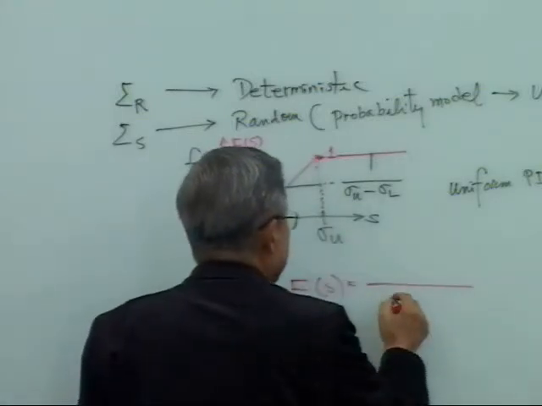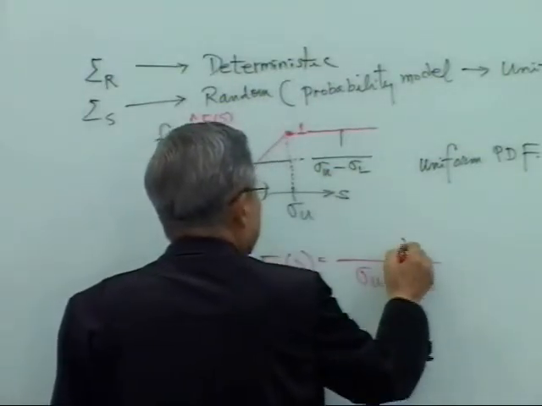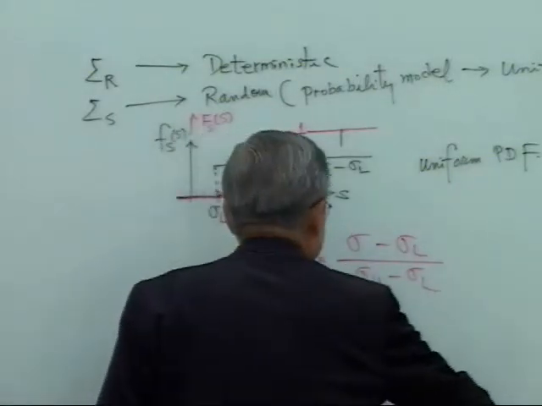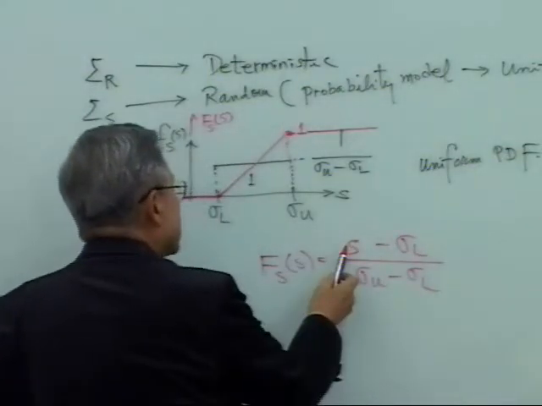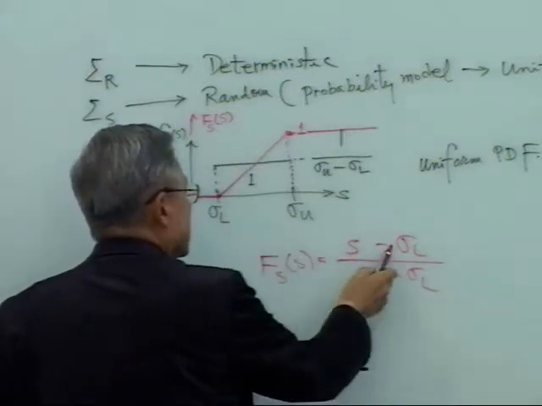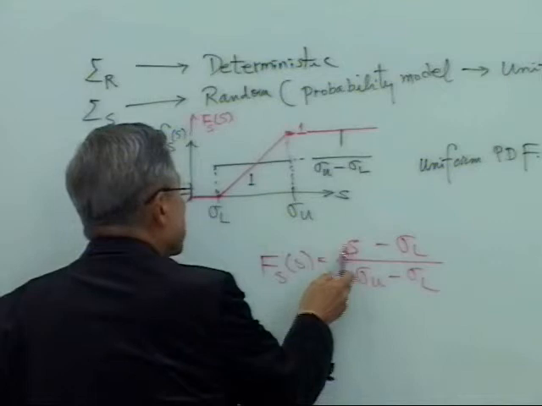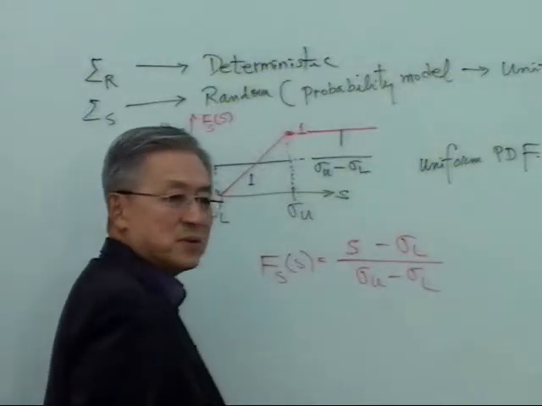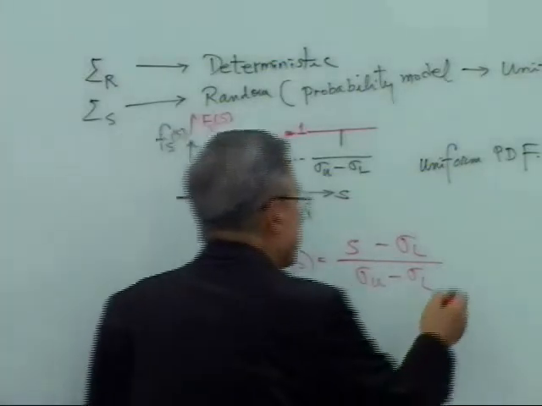It's simply S minus sigma L over sigma U minus sigma L, and the lower value is sigma L. I used S here by accident. When S is sigma L, replace S by sigma L, then its numerator is 0. It's 0. When S is sigma U, what happened? Sigma U minus sigma L, up and down, then that's a 1. So this is a typical model.